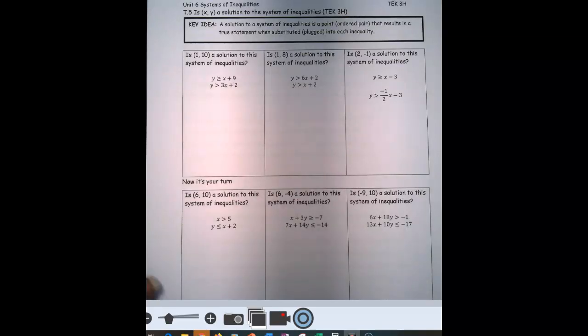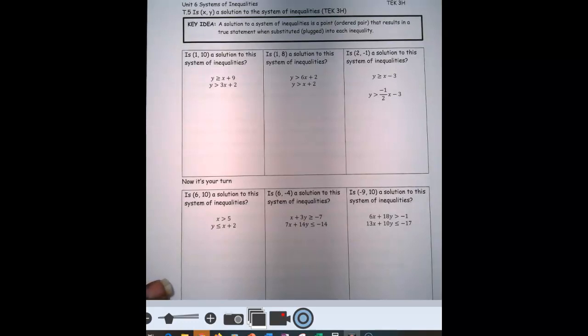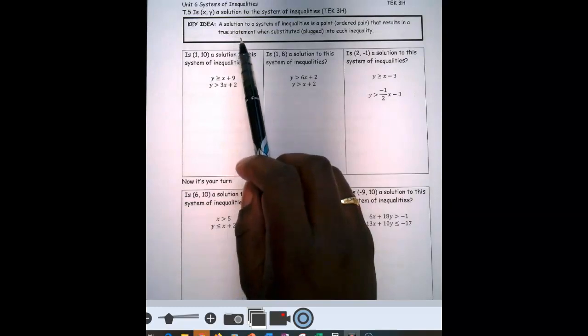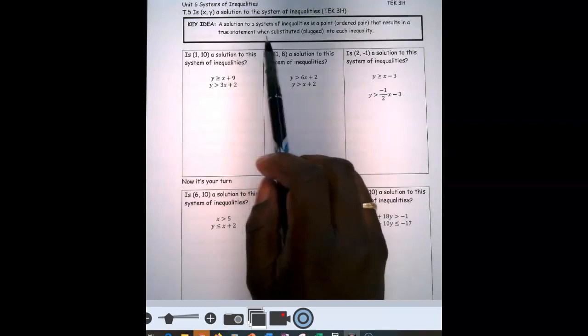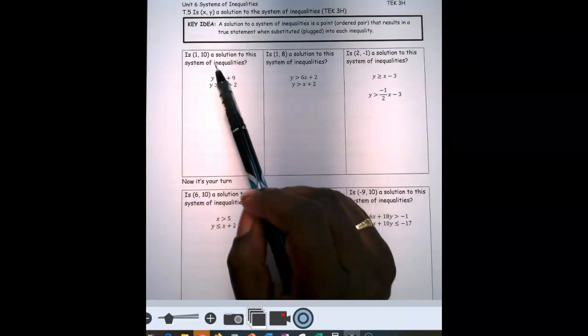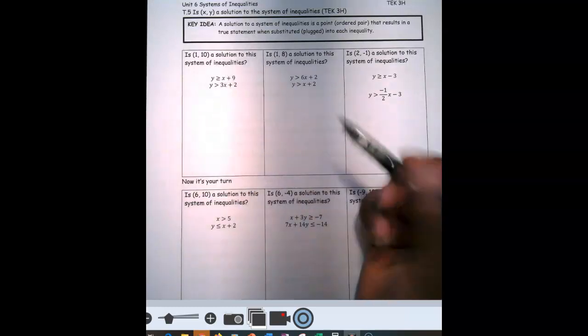So with that said, our process is pretty much going to be the same, but instead of having an equal sign, we're just trying to figure out whether or not the ordered pair makes the statement true when we plug it or substitute it into each inequality. So what does this look like?